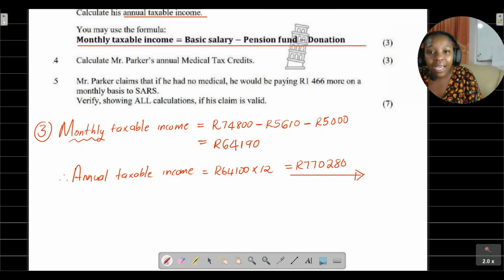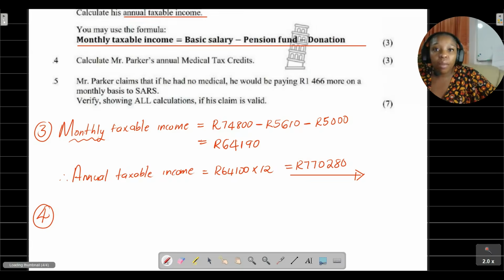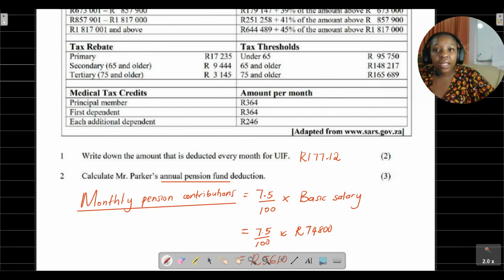Let's have a look at question number 4. Calculate Mr. Parker's annual medical credits. So what are his annual medical credits? Remember, he's paying for medical aid for his wife, for himself, and for his 3 children. So he's the principal member because he's the one that's paying for the medical aid. Plus, his wife is the first dependent. Plus, the 3 children. What are we supposed to do? We are just going to take 3 multiplied by 2 for 6.